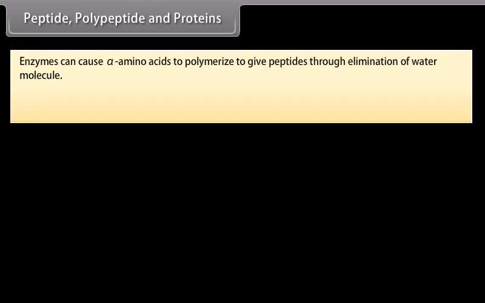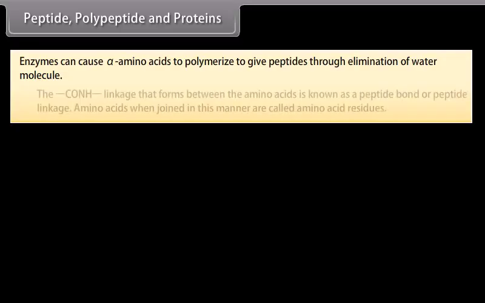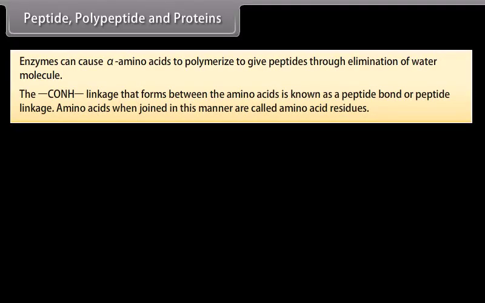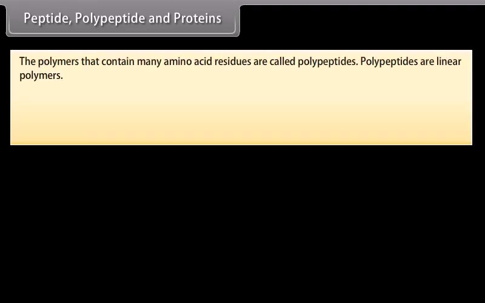Peptides, polypeptides, and proteins. Enzymes can cause alpha amino acids to polymerize to give peptides through elimination of a water molecule. The CONH linkage that forms between the amino acids is known as a peptide bond or peptide linkage. Amino acids, when joined in this manner, are called amino acid residues. The polymers that contain many amino acid residues are called polypeptides.